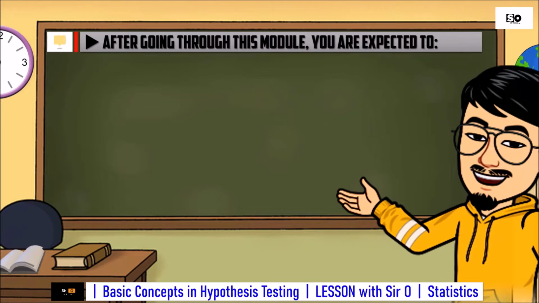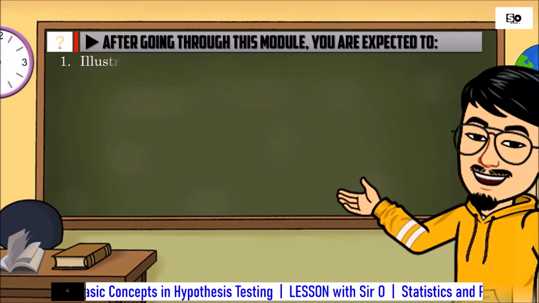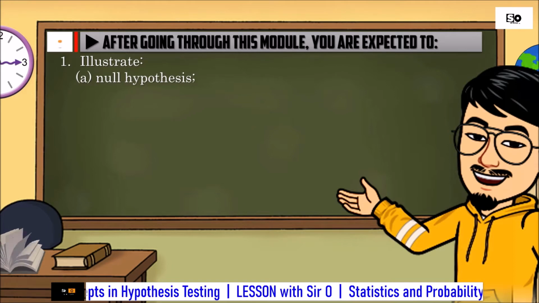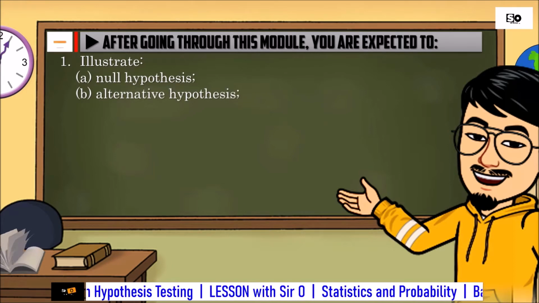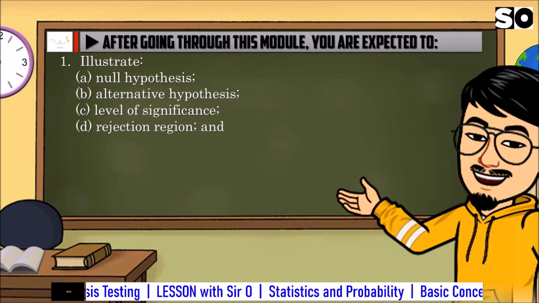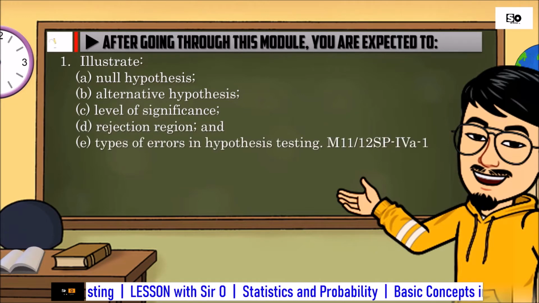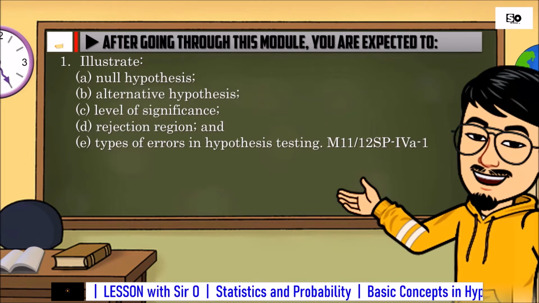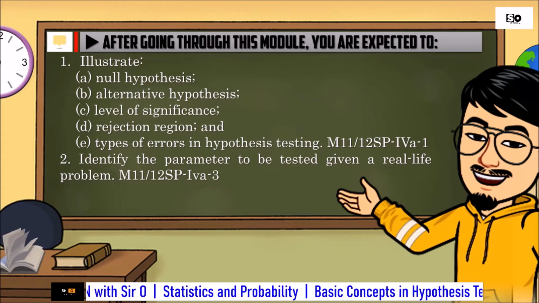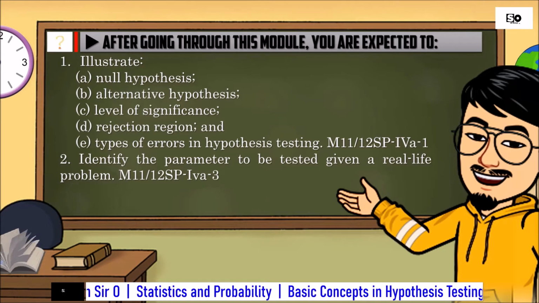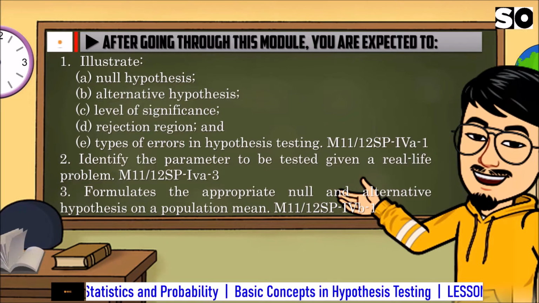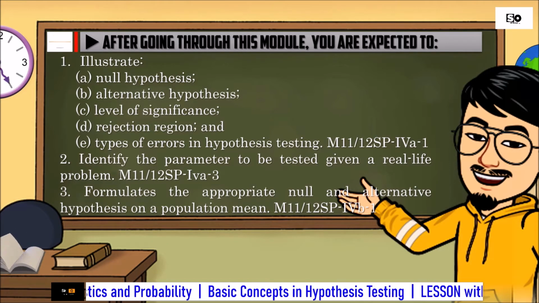After going through this module, you are expected to: Number 1, illustrate the following: A. Null hypothesis. B. Alternative hypothesis. C. Level of significance. D. Rejection region. And last, types of errors in hypothesis testing. Number 2 is to identify the parameter to be tested given in a real-life problem. And last, to formulate the appropriate null and alternative hypothesis on a population mean.